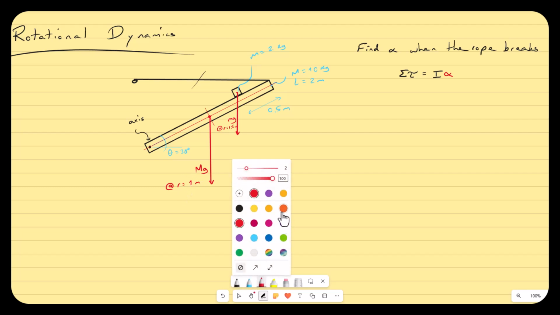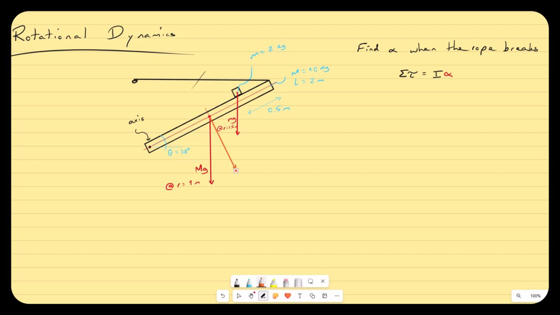I'm going to have to break these forces into components, so let me do that. This one has a vertical component and a horizontal component, or maybe the better way to say it is a perpendicular component right here and a parallel component here. And this one, same thing. Perpendicular component, parallel component, and my angle. When I say perpendicular and parallel, I mean perpendicular or parallel to the line that connects the location of the force to my axis.